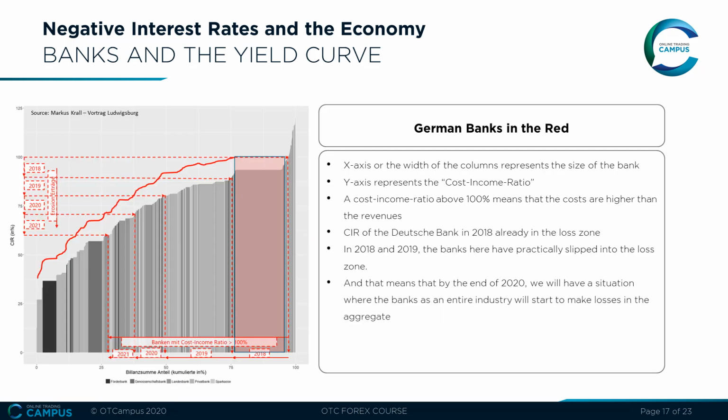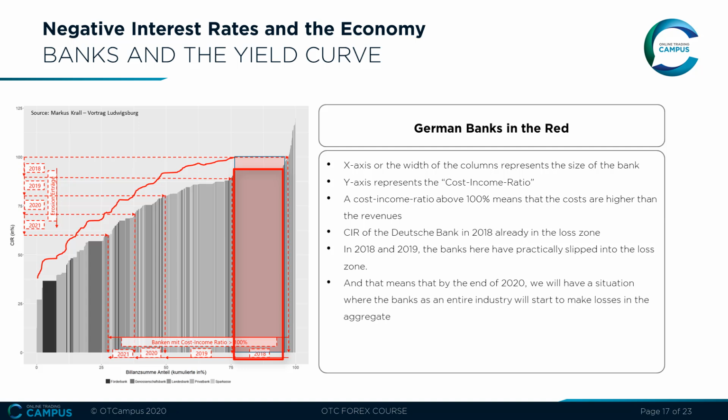Here you can observe the result of all of this. The banking sector as a whole is running into red numbers. What you can see here is the entire German banking system lined up. Each pillar is a bank. Down there on the x-axis, you can see the width of the columns. That's the size of the bank. So this big fat column to the far right is the biggest bank in Germany.